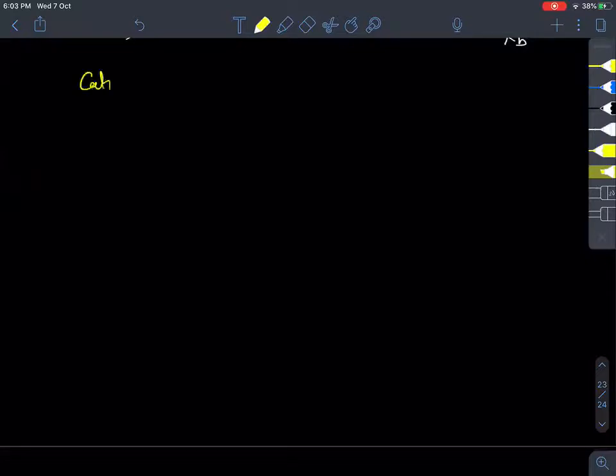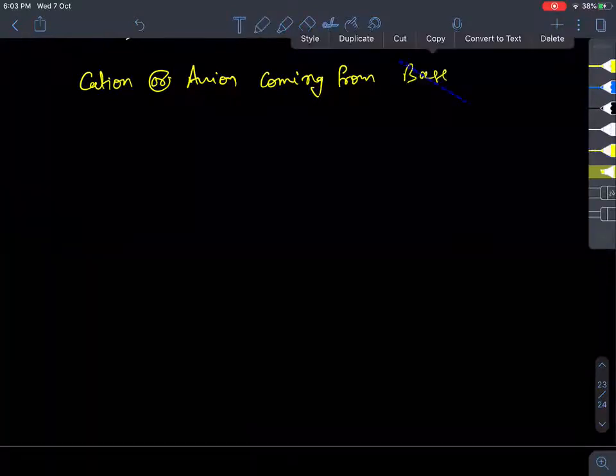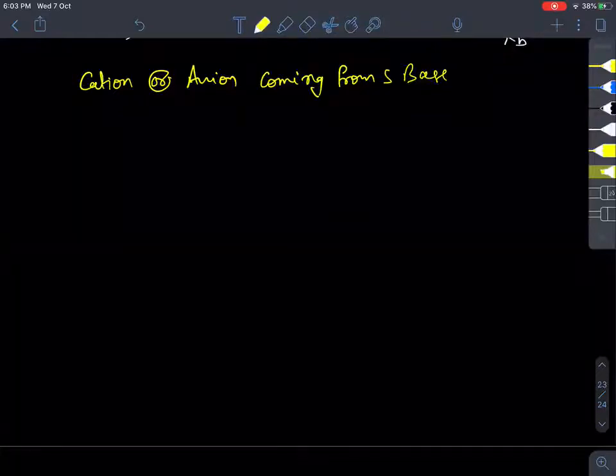Cation or anion coming from strong acid and strong base, please mind my statement, strong acid and strong base. Strong base and strong acid will not hydrolyze at all.